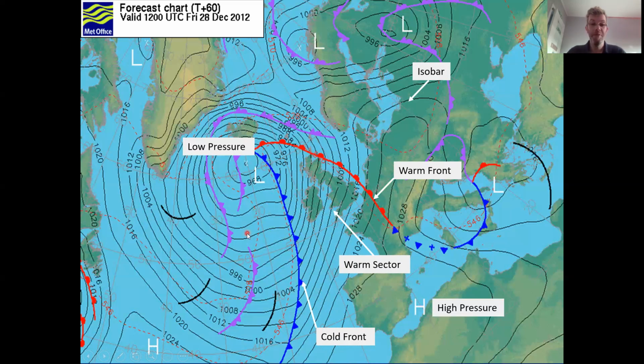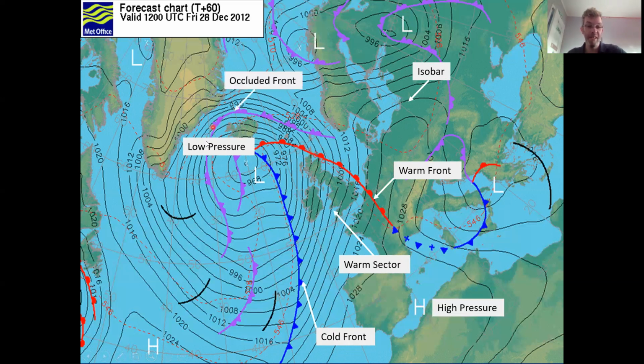The way to think of fronts is essentially as battlegrounds between two air masses. So we're either going to have warm air and cold air, and the two of them are constantly going to battle, join, move. When we get a warm front, it means the warm air's won the battle, and when we get a cold front, the cold air's won the battle.